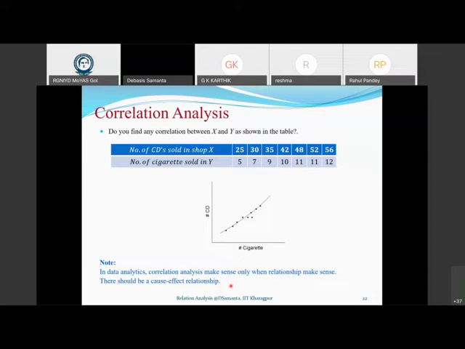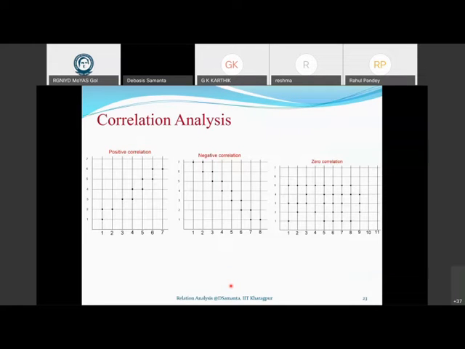But actually, if you look at x and y, the number of CDs sold and the number of cigarettes sold may not be related in any way, because they are two independent events. So although a correlation seemingly exists, it is not a meaningful correlation. What I want to say is that correlation is valid only if the two attributes are meaningful. Now here are a few examples again.